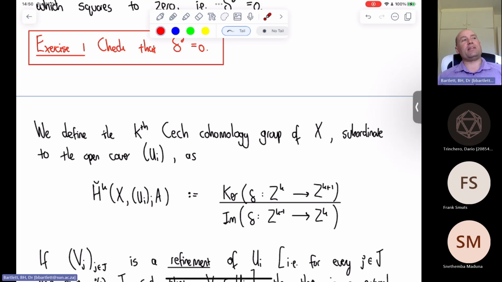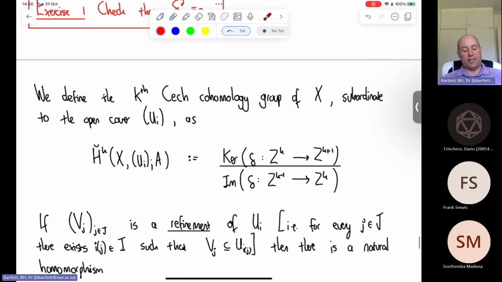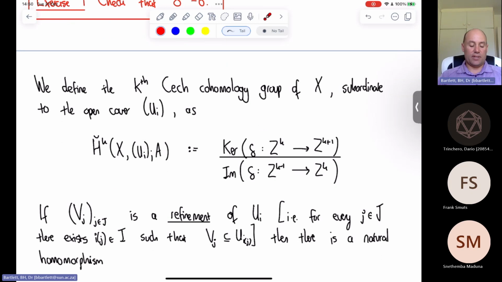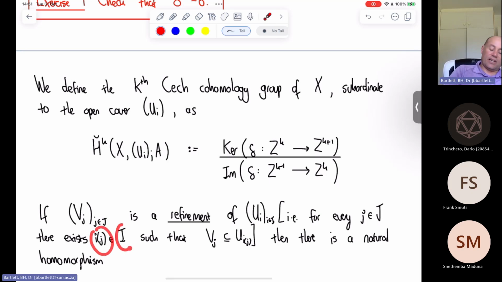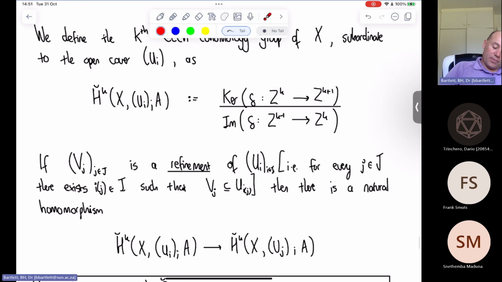So how can I get rid of that dependence? Well, if Vj is a refinement of the open cover, meaning that for every j in J, there exists an i, which is a function of j, living in I, such that Vj is contained in U_i(j). That's what it means to be a refinement of an open cover, right? So whenever you have a refinement, then there's going to be a natural map from check cohomology computed with the Ui open cover to check cohomology computed with the Vj open cover.